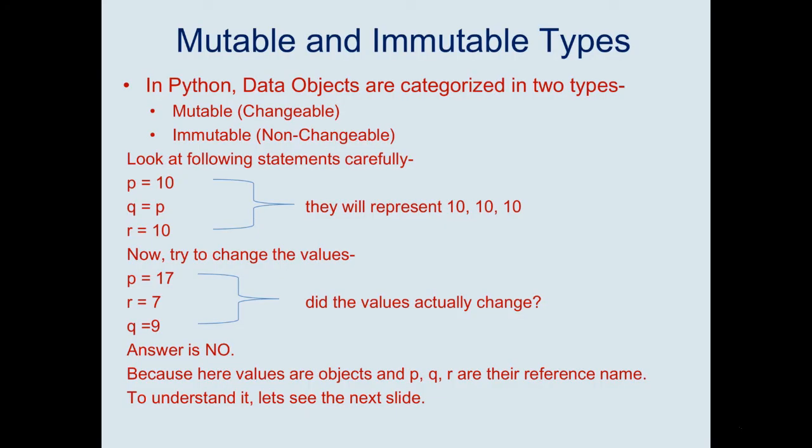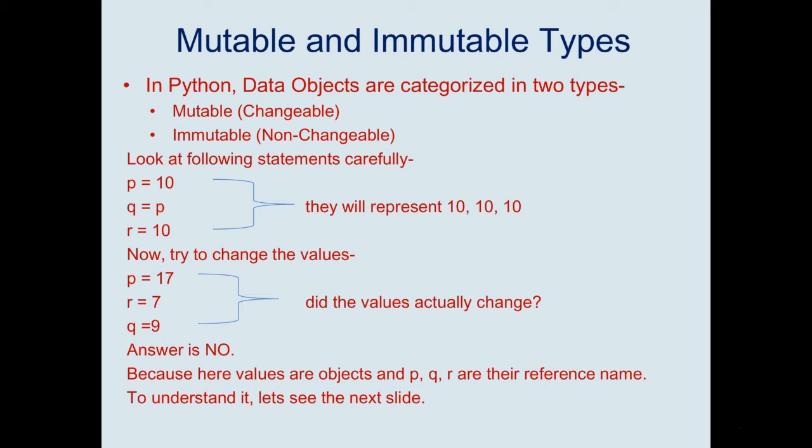Next we will study mutable and immutable types. In Python, the objects can be categorized into two types, that is mutable and immutable. Mutable means which can be changed and immutable means which cannot be changed. For example, consider these following statements. P is equal to 10, Q is equal to P, R is equal to 10.